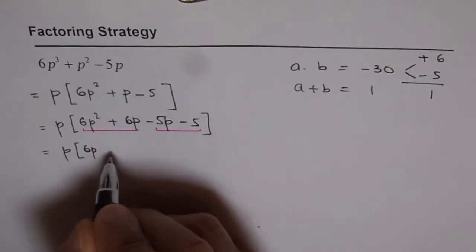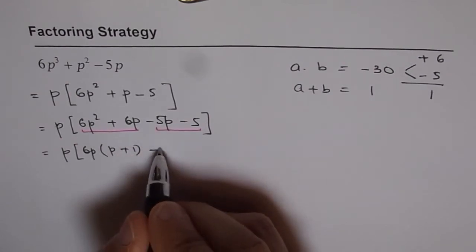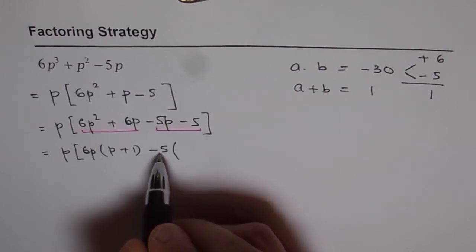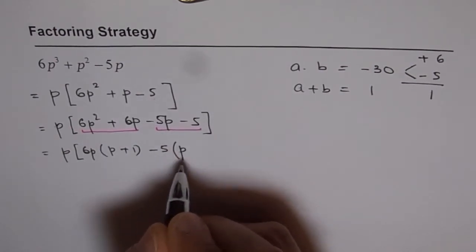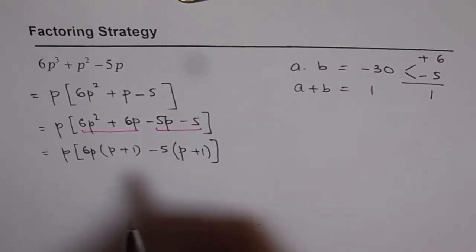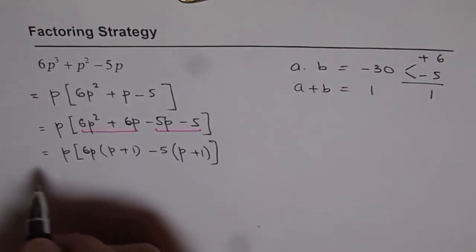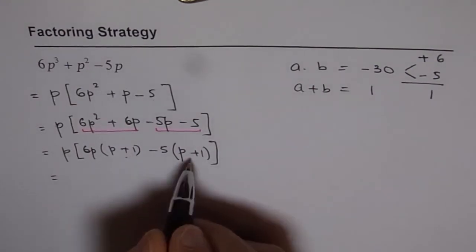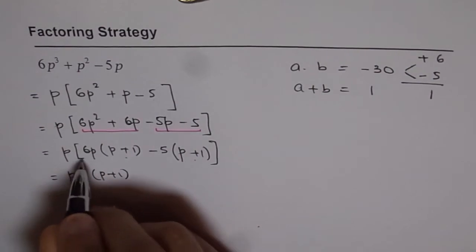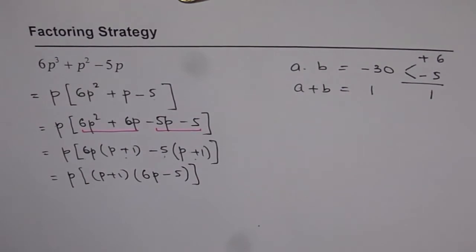6p is common from the first two. We are left with p plus 1. In the next group, minus 5 is common. So when you take minus 5 out, when you divide minus 5p by minus 5, you get plus p. And minus 5 divided by minus 5 leaves us with plus 1. Note the change in sign when you take a negative number as a factor. Now we can take p plus 1 as a common factor. So we get p plus 1, and here 6p, from there minus 5. So that is the factored form.